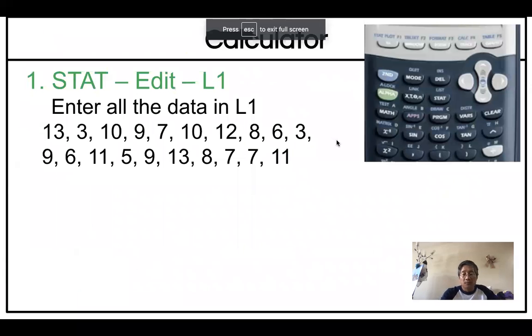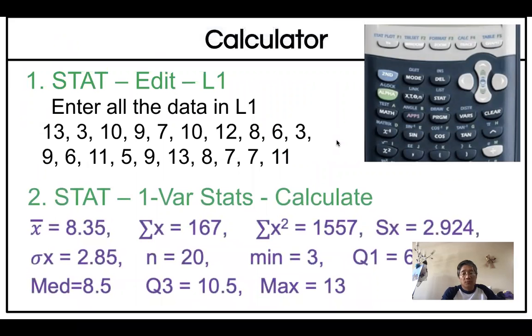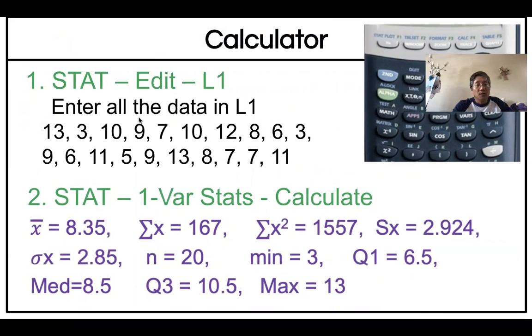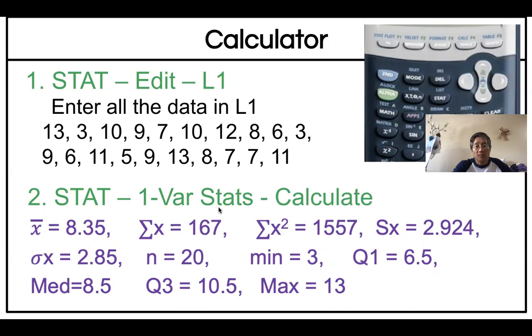So you got this one, right? By doing this again, after in the edit you enter all these numbers, then the second part, you go to the stat button again. You press the stat button, choose one-variable stat, and calculate. You get all these results. What do they mean? X bar.